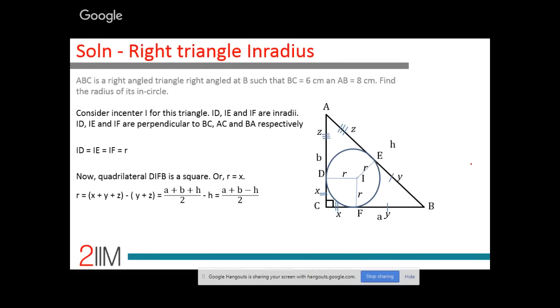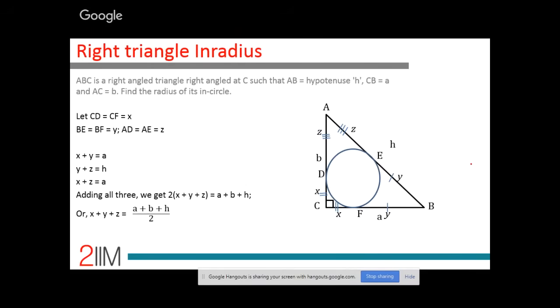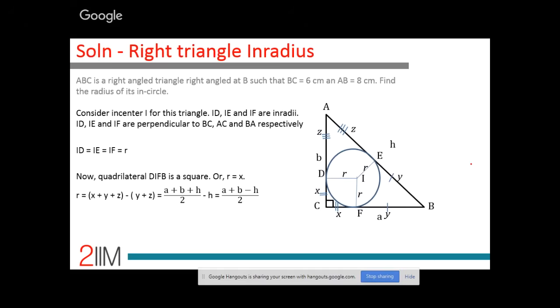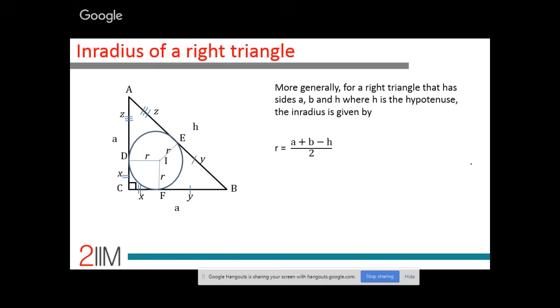Right? So if you look at the equations, we have X plus Y is A, Y plus Z is H, X plus Z is B. It says A, should be B. So from here, we want to find X. X will happen to be A plus B minus H by 2. And so for a right angle triangle with sides A and B and hypotenuse H, inradius is A plus B minus H by 2. Circumradius is H by 2. Inradius is A plus B minus H by 2. Both you should know. Any right triangle A, B, and H, inradius is A plus B minus H by 2.